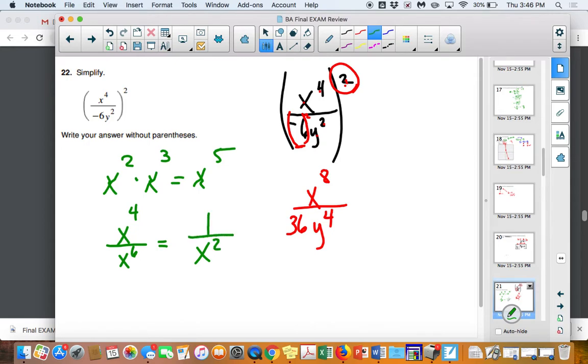So if it's in the bottom, then you got to leave it in the bottom, put a 1 up top, so that if there's nothing else there, everybody knows, hey, that stuff's in the bottom. And then the other rule that we just did was if I've got a power raised to a power, I multiply the two. So you got to make sure that you keep your rules straight.